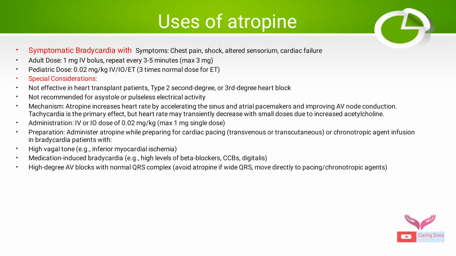For pediatric patients it is 0.02 milligram per kg through IV route, intraosseous route, or endotracheal tube. For endotracheal tube, the dose is 3 times the normal dose.